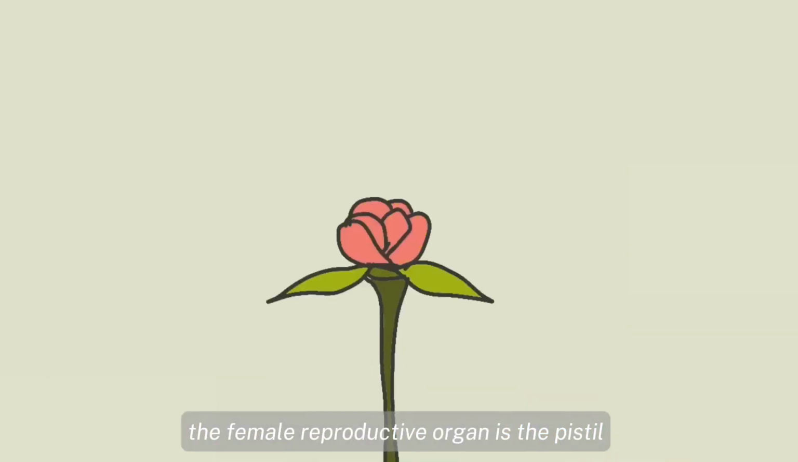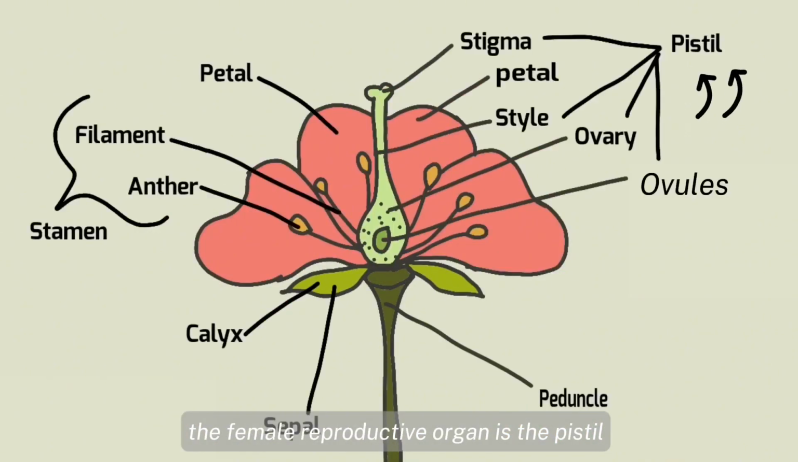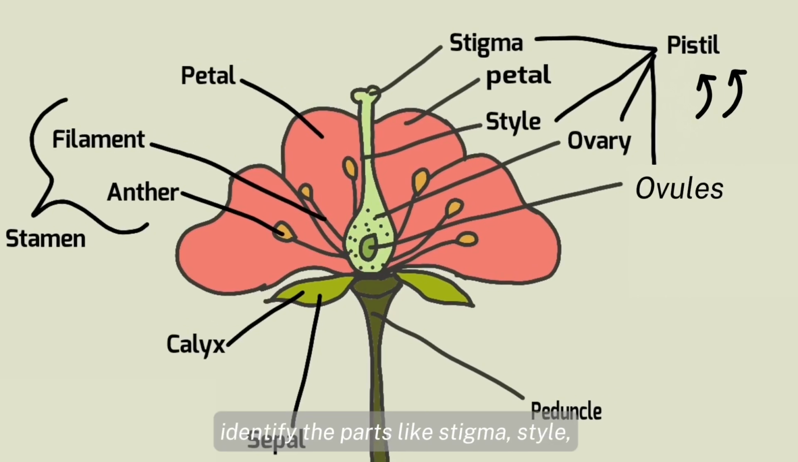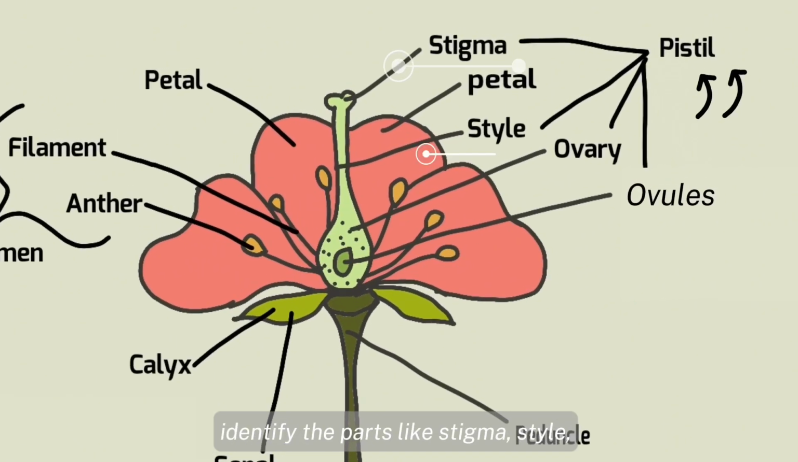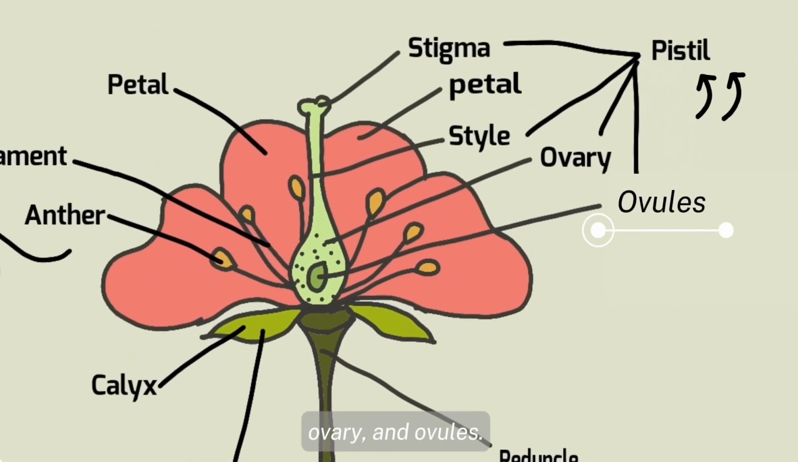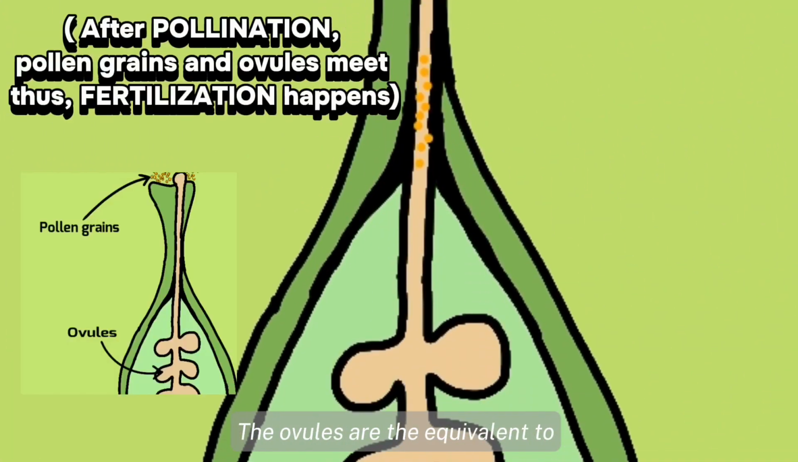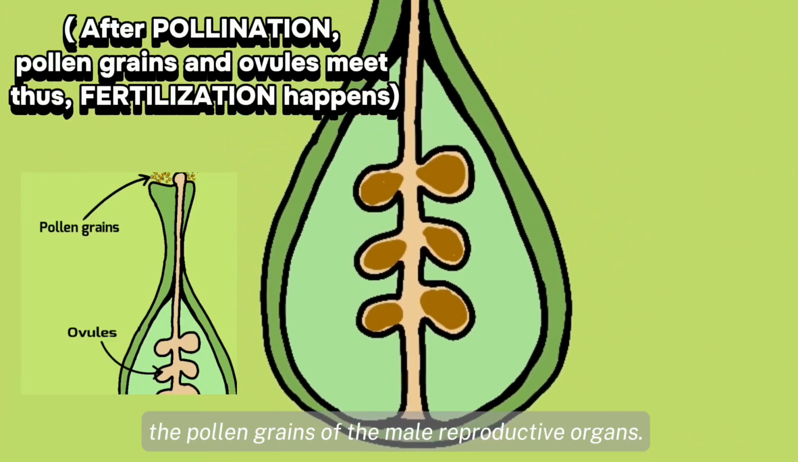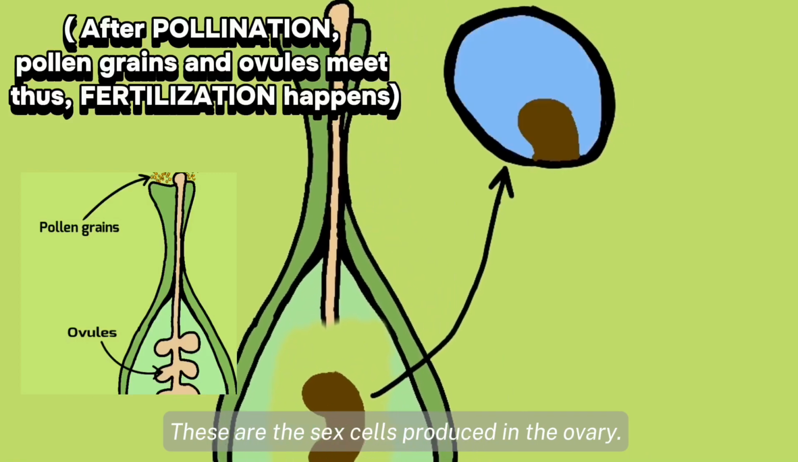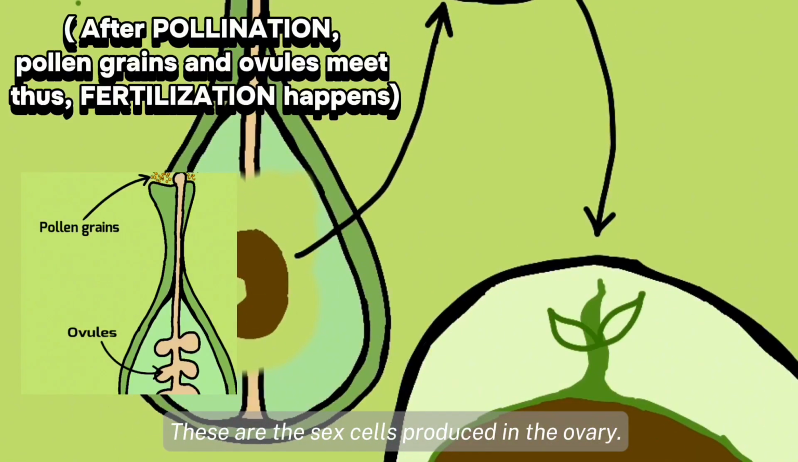The female reproductive organ is the pistil. Look at the picture. Identify the parts like stigma, style, ovary, and the ovules. The ovules are the equivalent to the pollen grains of the male reproductive organs. These are the sex cells produced in the ovary.